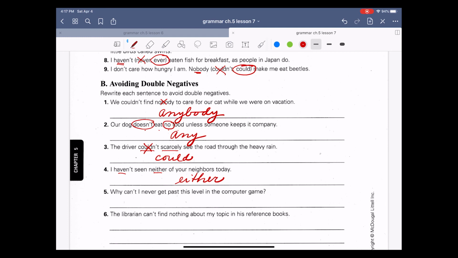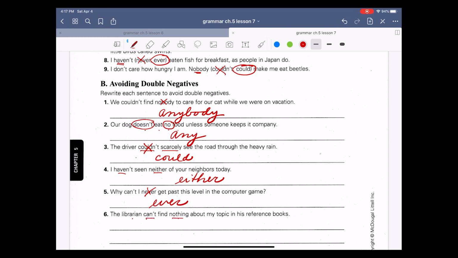Number 5, why can't I never get past this level in the computer game? Why can't I ever get past this level in the computer game? So number 5, can't is your negative and never is a negative. You can't use both.